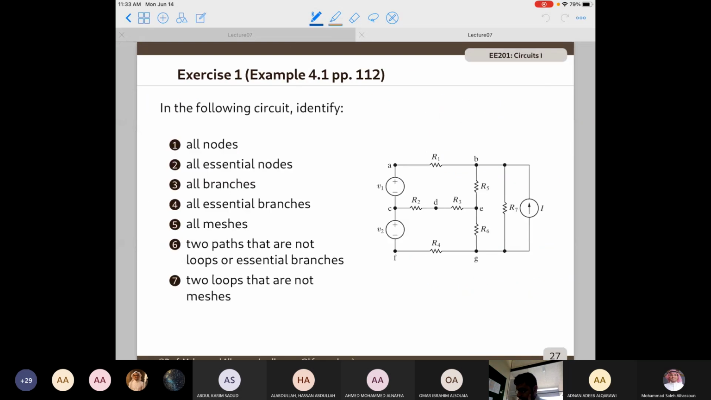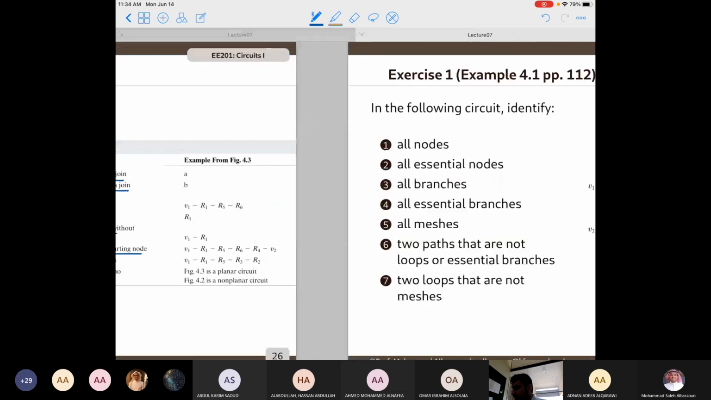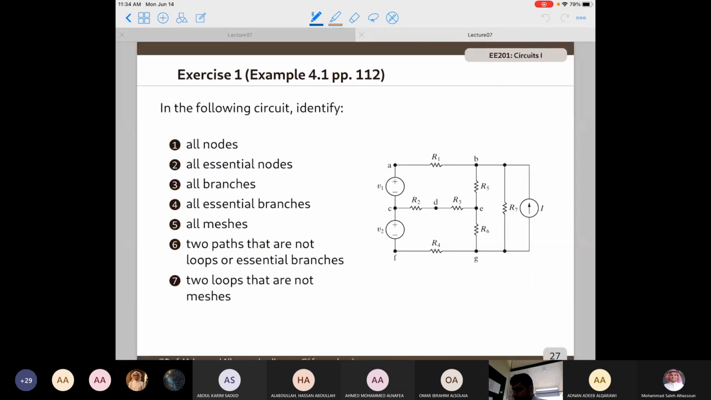Okay, two paths that are not loops or essential branches. Let's ignore the last two parts. Okay, let me solve it. Two paths that are not loops or essential branches. So what's the definition of a path? A path is a trace joining basic elements with no element included more than once. So anything that's not a loop or essential branch is a path, is what's required.